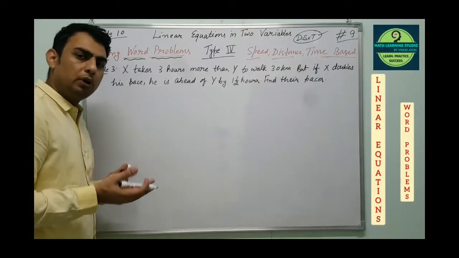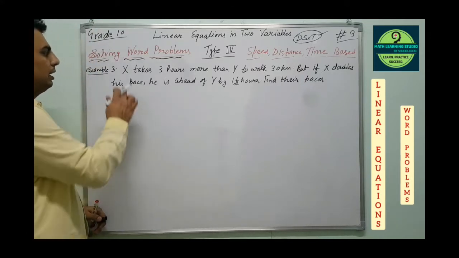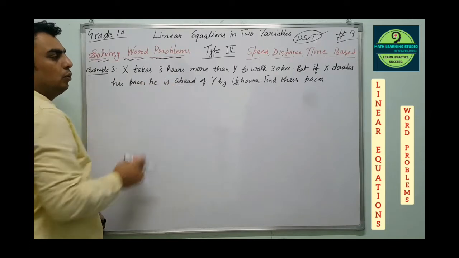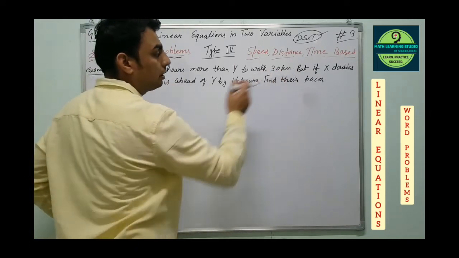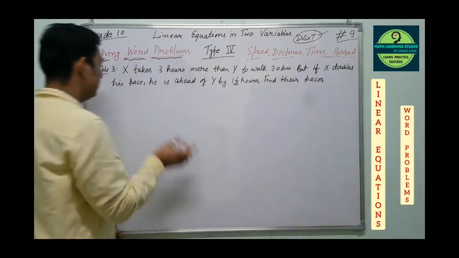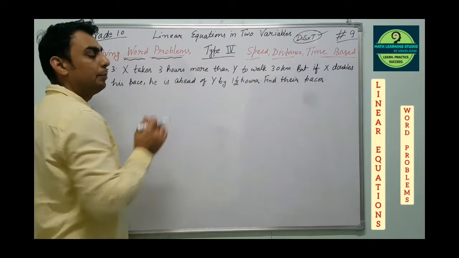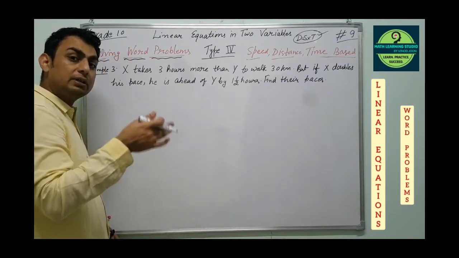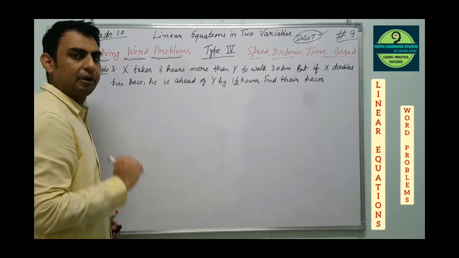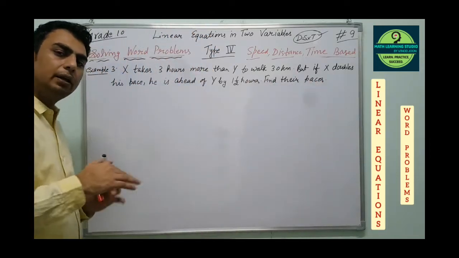Now let's take one more example based on speed, distance and time. The question says that x takes 3 hours more than y to walk 30 kilometers. Okay? But if x doubles his pace, he's ahead of y, meaning he will take 1.5 hours less than y. Okay? Find their paces. We have to find their speed of walking.